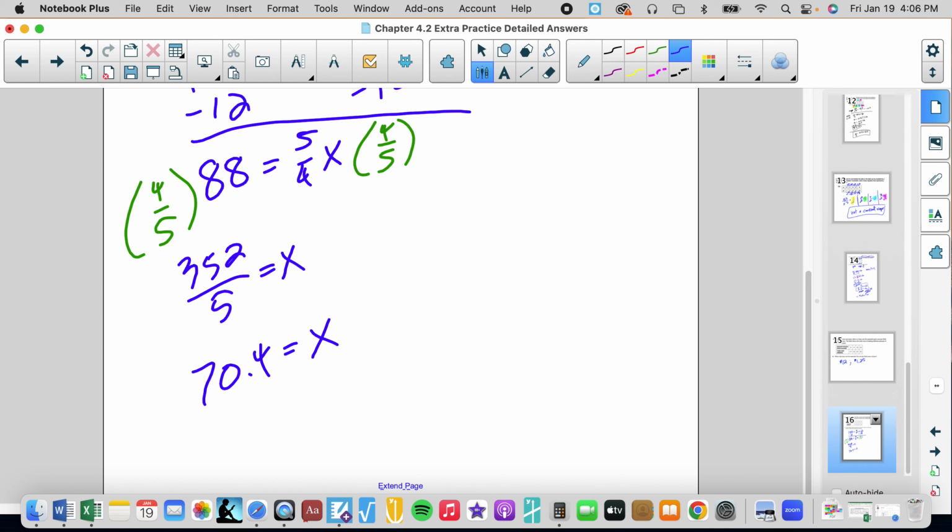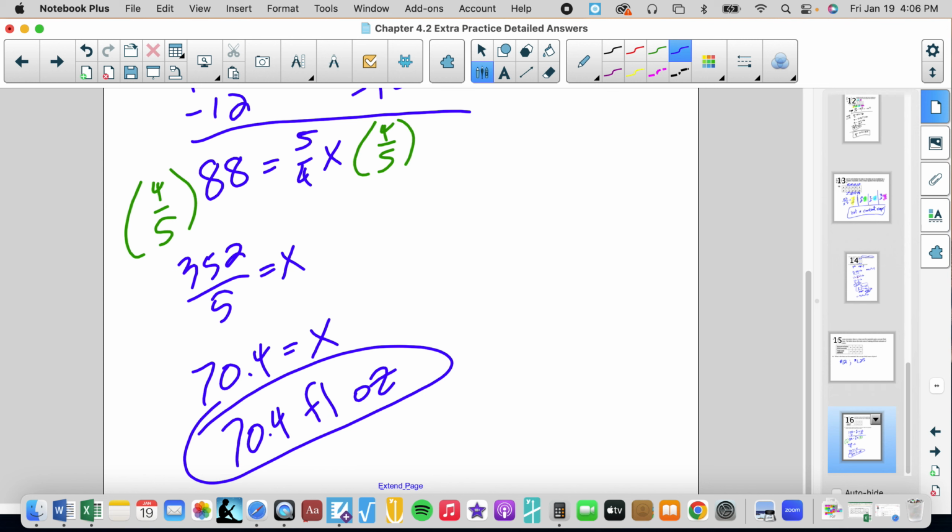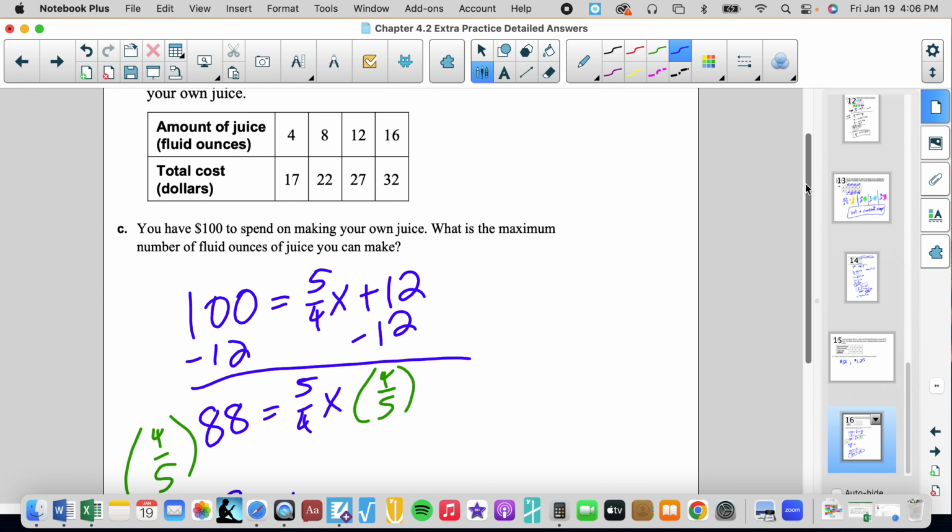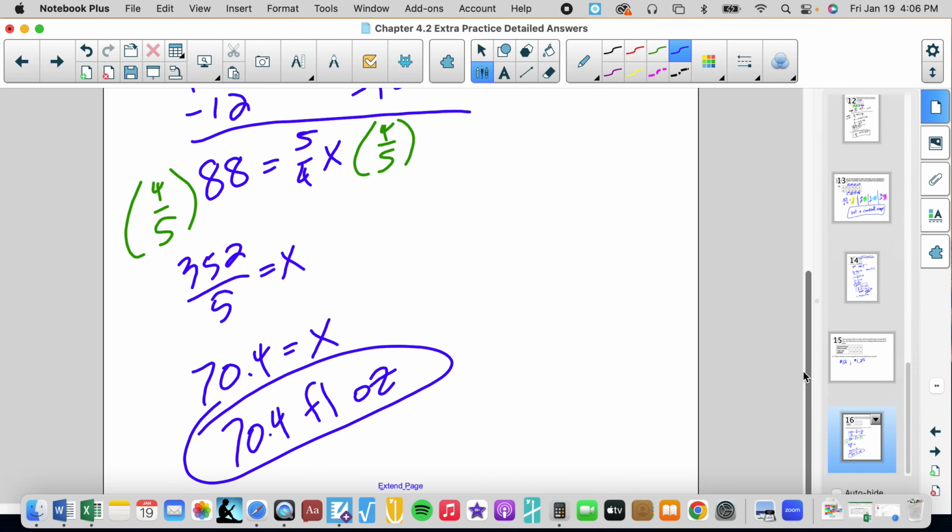So we could only do 70 ounces. All right, 70.4 fluid ounces. Apparently, we can have partial ounces. So if I have $100, I get to spend 12 of that on my materials, and then I have $88 that can go towards the juice.